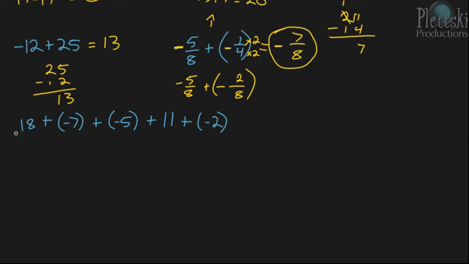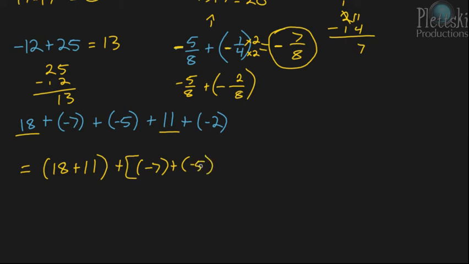We can write this whole thing as equal to 18 plus 11. Those are my two positive ones, right? And then we can add our negative ones together. So negative 7 plus negative 5 plus negative 2. And the reason I want to do this is so that we can add these together and then add our total together. So 18 plus 11, that's just going to be 29.